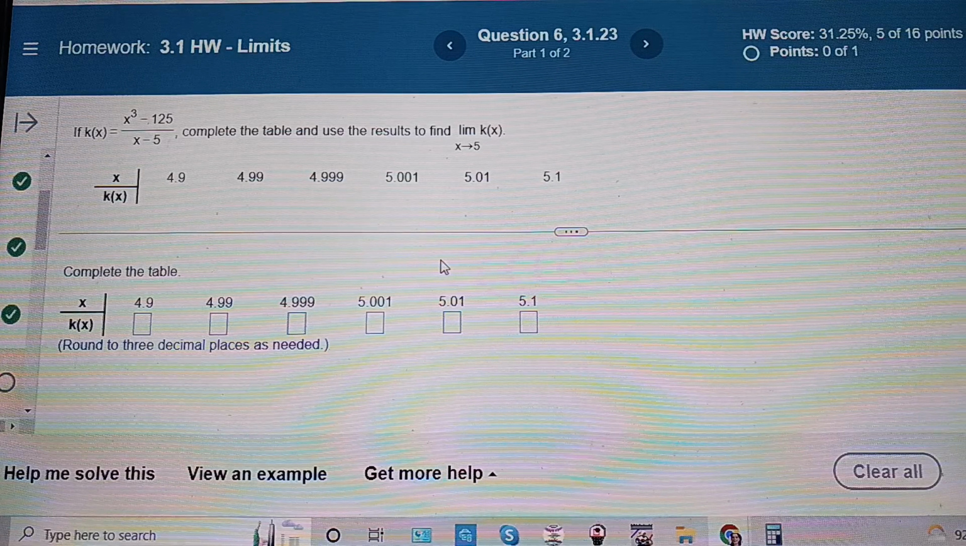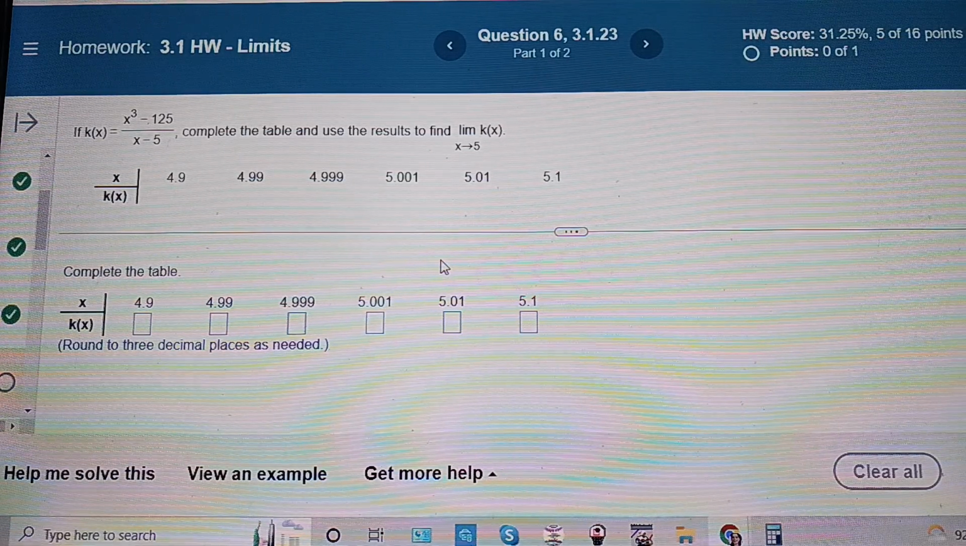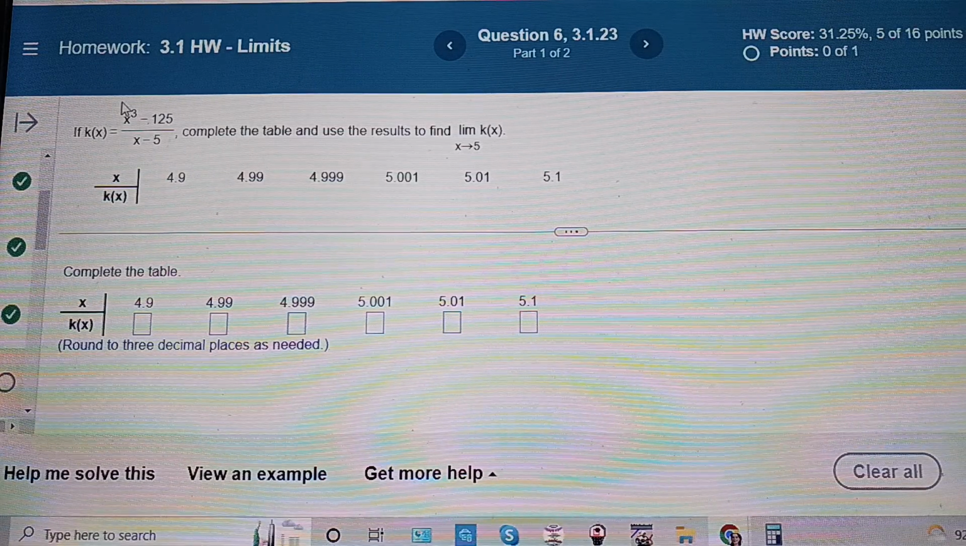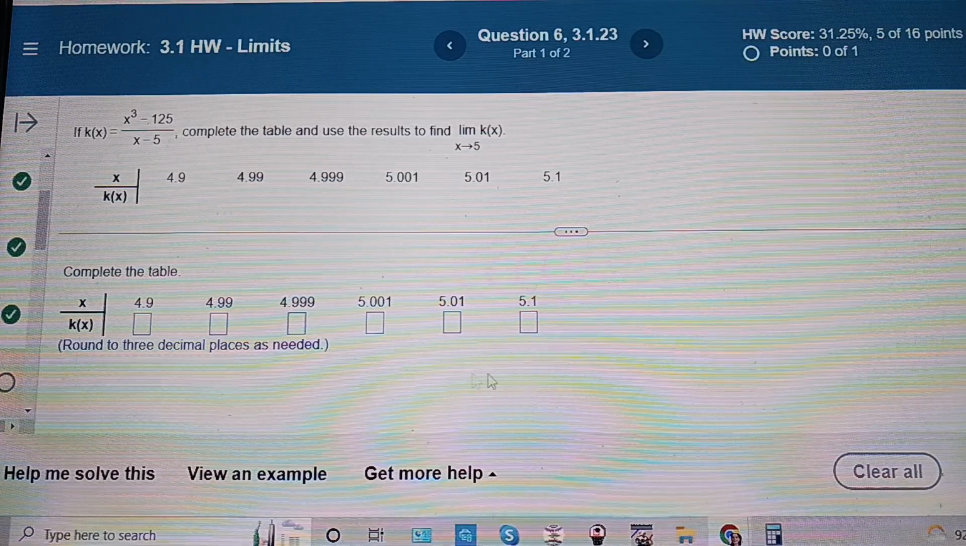Okay, this is called the table method. And this works all the time, but unfortunately it can be tedious, especially if you don't have a good calculator. Without a graphing calculator, you just have to plug 4.9 in, get your answer. Then you plug 4.99 in, get your answer, and it gets a little boring after a while.